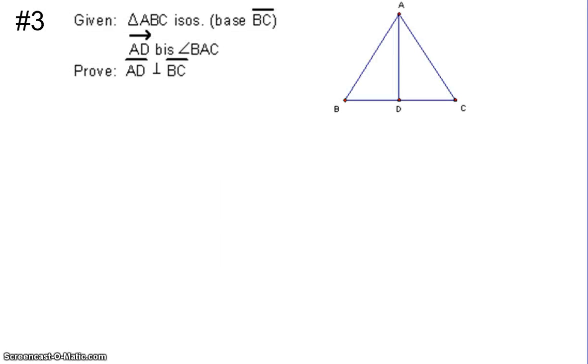I would like you to go ahead and finish the third proof for tomorrow. It's very similar to the last one in the sense that we are proving perpendicular, so we know prior we're going to need right angles, and prior to that we're going to need congruent and supplementary. So go ahead and finish proof number 3 for tomorrow, and that concludes section 4.3.